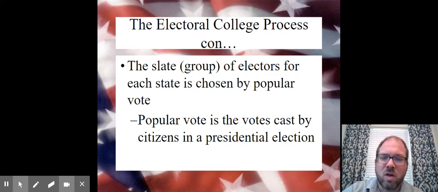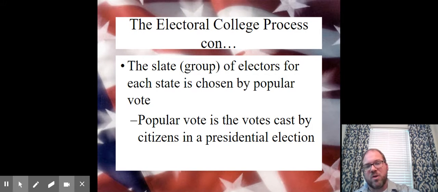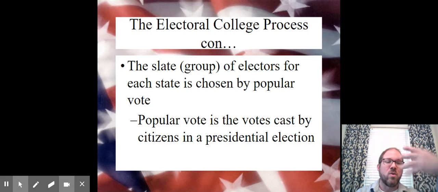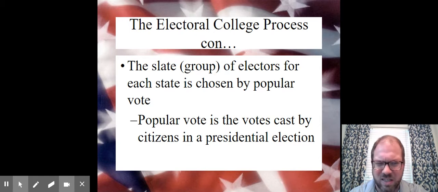Now, the Electoral College includes a slate, and the word slate means a group of electors for each state, and they are chosen by a popular vote. The popular vote is the votes cast by the citizens in a presidential election. Okay? So your vote, in a sense, indirectly elects the president, kind of like you're electing a middleman who then elects the president. It's a weird system.